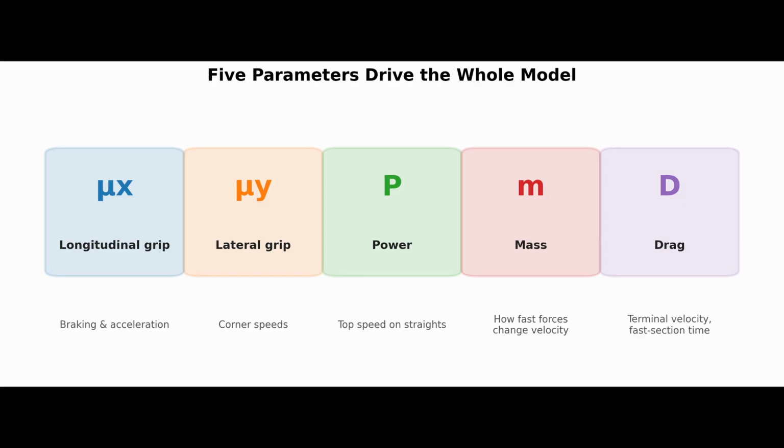Everything in the model comes down to 5 parameters. Mu x, longitudinal grip, controls braking and acceleration. Mu y, lateral grip, the single biggest lever on corner speeds. Power, this limits the top speed on long straights. Mass, affects how quickly forces change velocity. Drag, sets terminal velocity and costs time on fast sections.